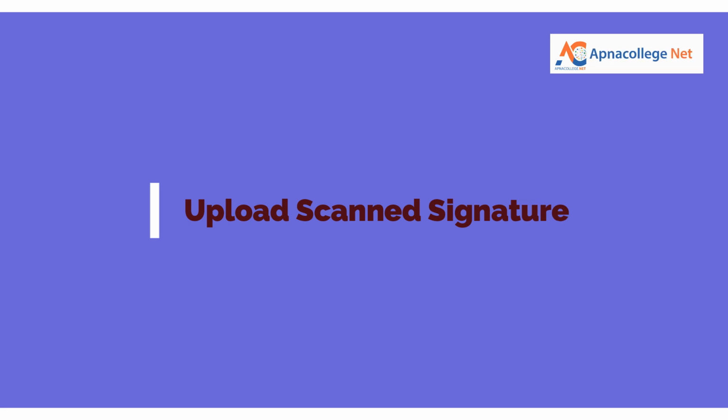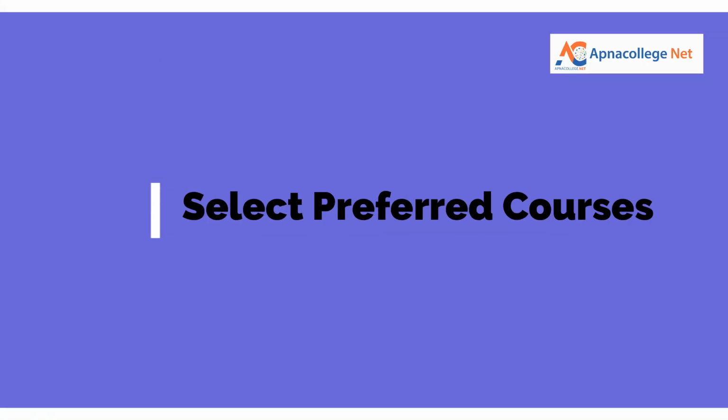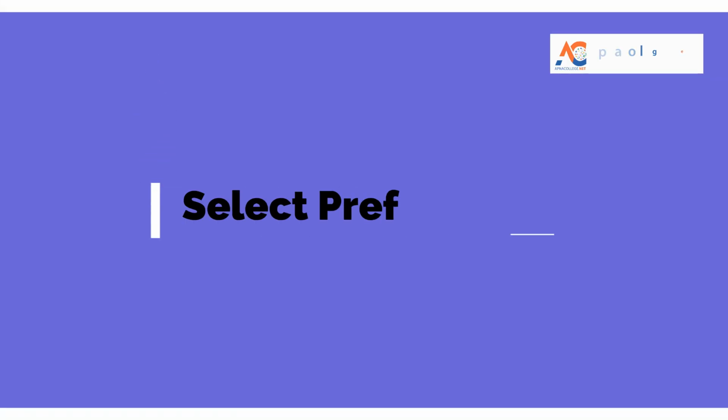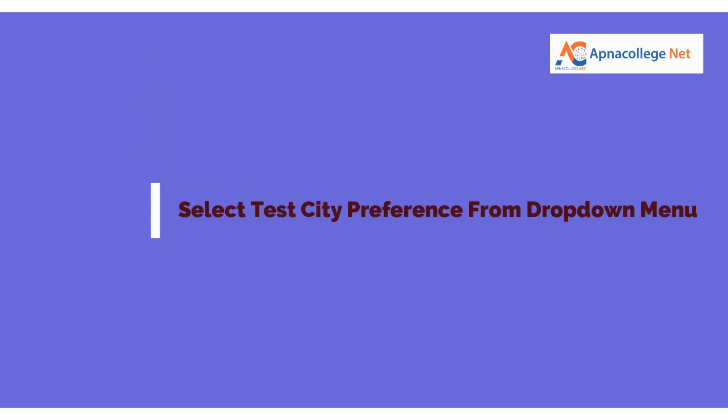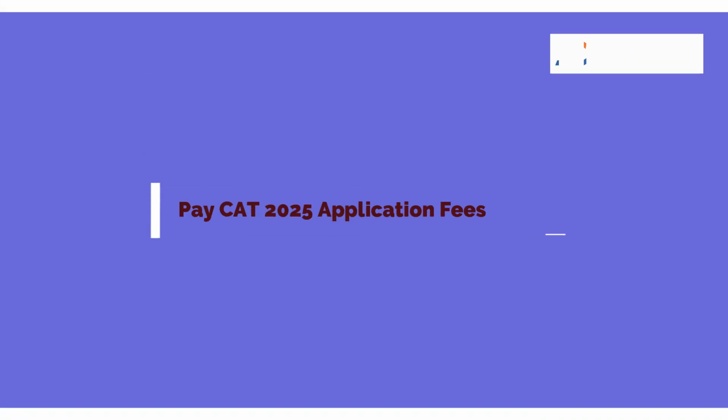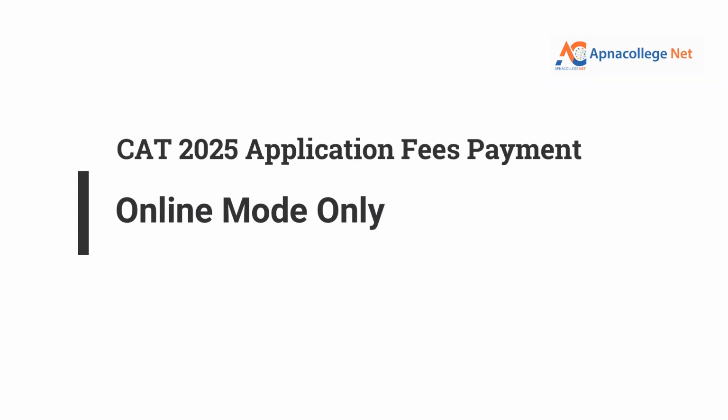In the next step, you have to select the preferred courses and IIMs. In the next step, you have to select the test city preference from the drop-down menu. At the end, you have to pay the CAT application fee as per your category via credit card or debit card or net banking.